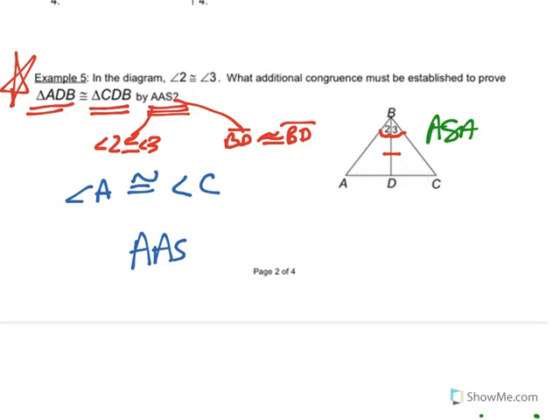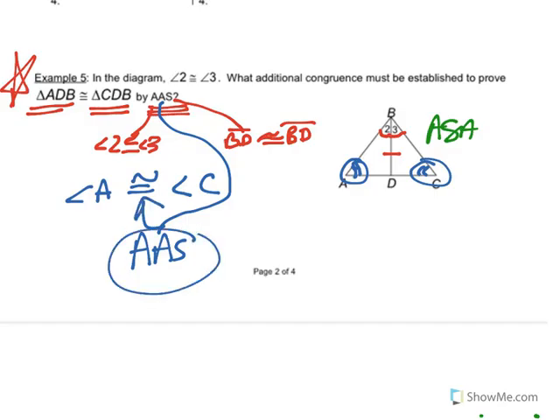Okay, so the question's asking for angle, angle, side. So again, as we said in that other one, I'm not saying these are congruent, I'm just saying that's what we would need to prove in order to prove these 2 triangles are congruent. So that would be the other angle right here in order to give us angle, angle, side. Okay, let's keep moving on.